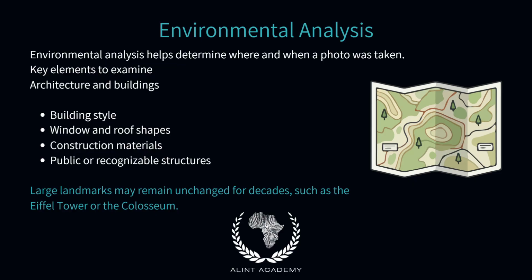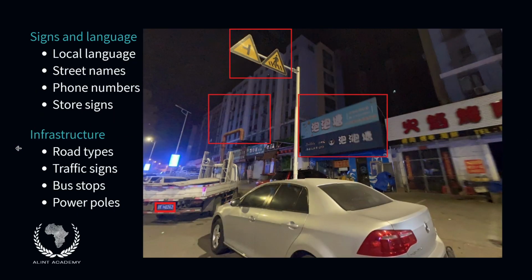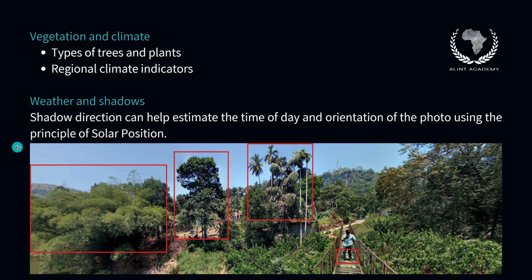Analysts examine architecture and buildings, including styles, materials, and recognizable landmarks that may remain unchanged for decades. They also analyze signs and language, such as street names, phone numbers, and local scripts, to narrow down geographic location. Infrastructure elements like roads, traffic signs, bus stops, and power poles provide additional regional clues. Vegetation and climate indicators, including types of trees and plants, can further support location analysis.